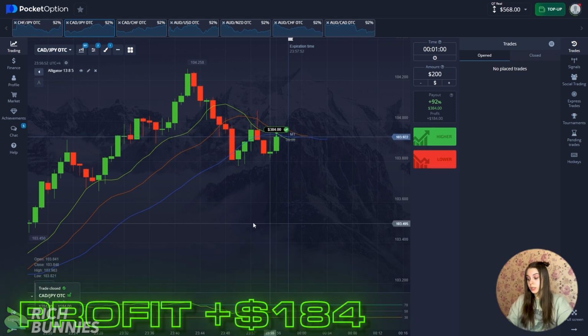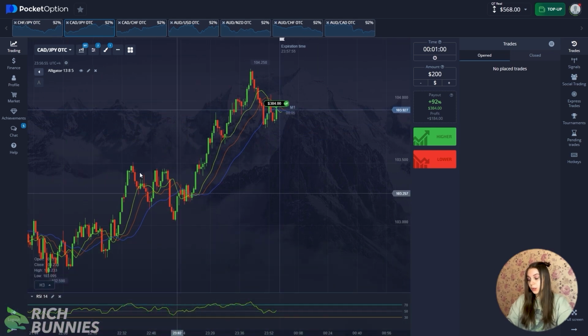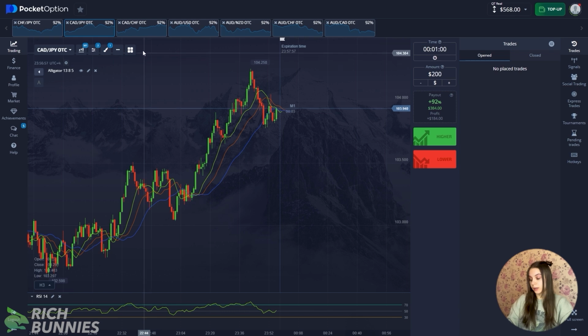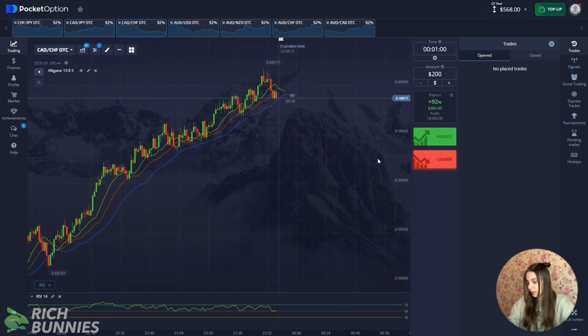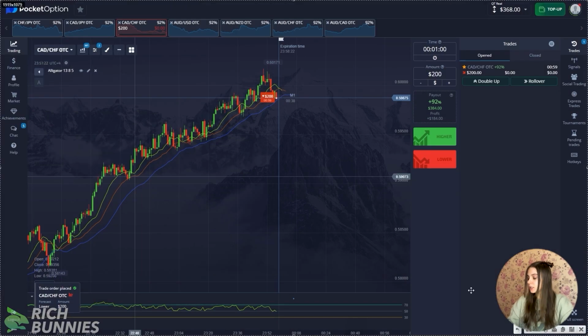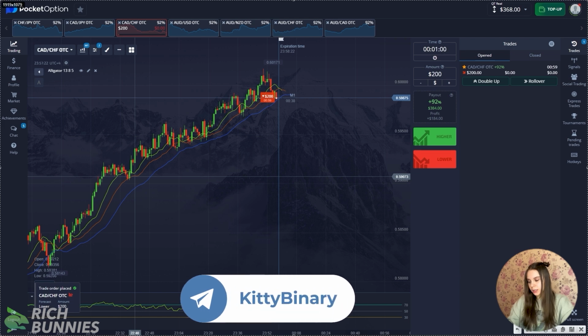This deal is also closing in plus for us, and we are on the third currency pair. Let's open a downside trade here and proceed to general analysis. We are currently in a decline.